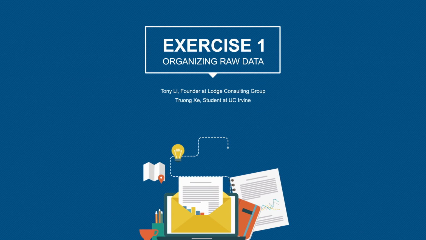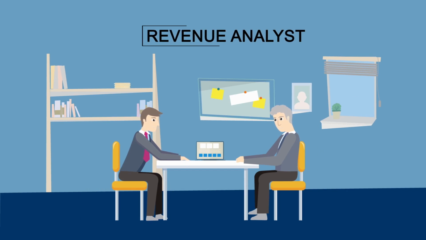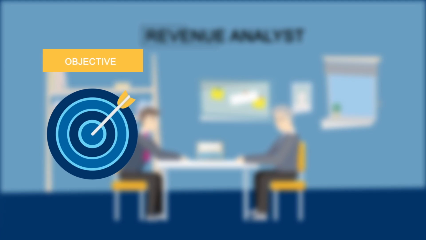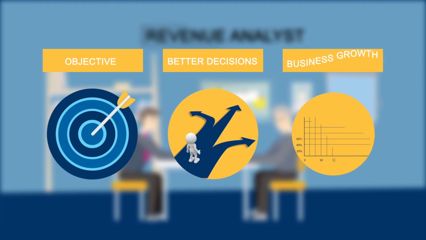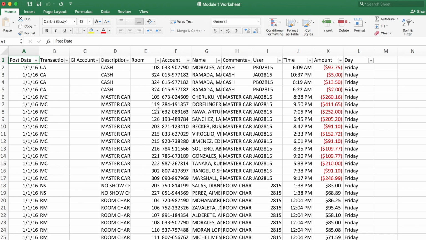Before we jump into exercise one, I want to remind you of the big picture. You're going to be playing the role of a revenue analyst looking into the data of this hotel. And our ultimate objective is to help this hotel come up with better decisions to essentially grow the business. So the hotel has given us this accounting data. It's in this Excel tab that you see here.